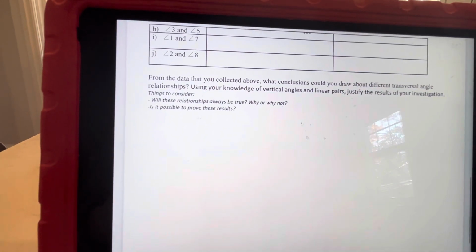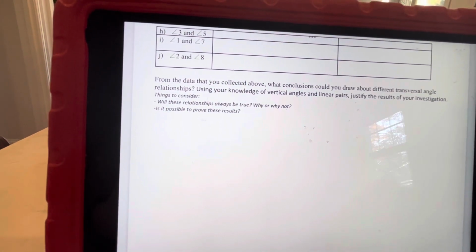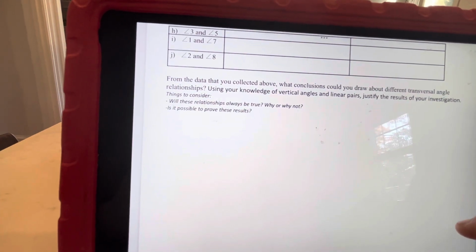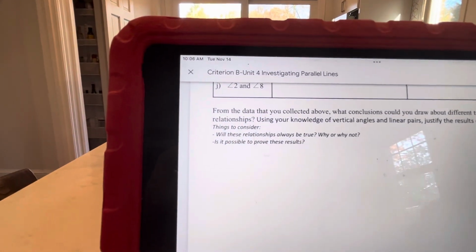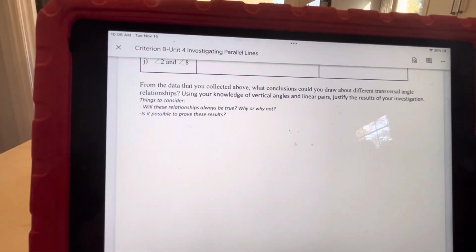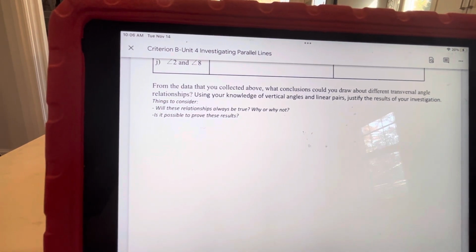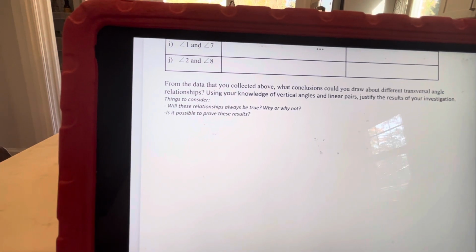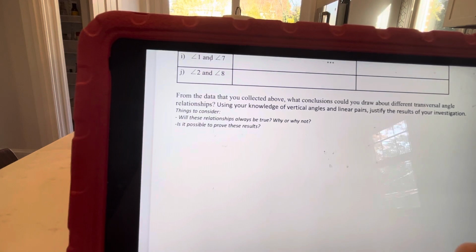Why or why not? So think about kind of what the limitations are on the GeoGebra, the picture that we looked at there, versus maybe the picture that you have on your notes here, to talk about whether those relationships are just special or whether they always happen, and what you might look for to make them always be true or make them sometimes be true. And finally, is it possible to prove these results?